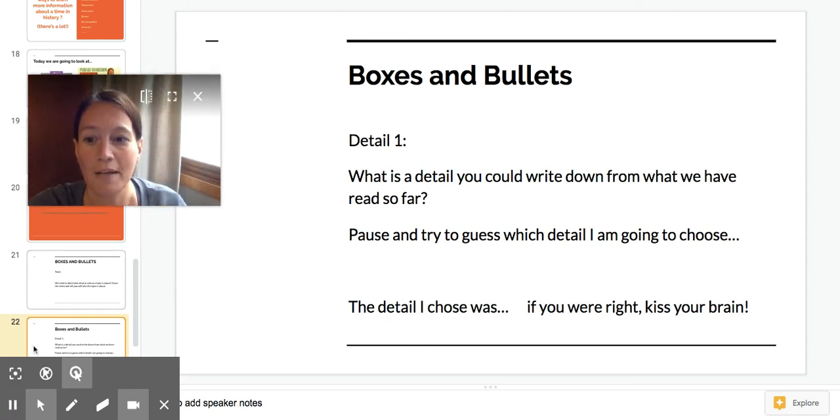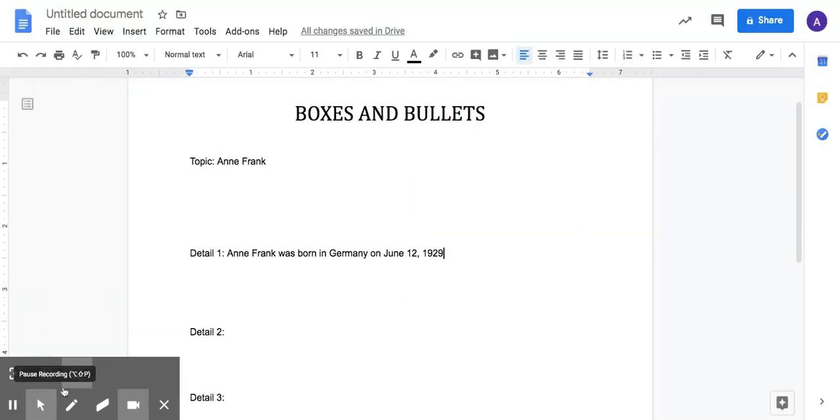Now I'm going to go back to my boxes and bullets and put that information in. Okay, so I've opened up my boxes and bullets, and you can see here, I've got my topic, Anne Frank, and my first detail, Anne Frank was born in Germany on June 12th, 1929.